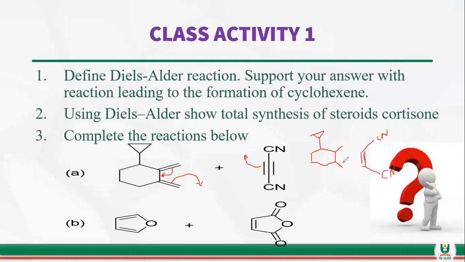And when this one closes up, this single bond becomes double bond. And when the double bond here is going out, it comes to link as a sigma bond here. When the third bond of this triple bond goes out, it goes and link up here as a sigma bond. So at the end of the day, that will be the product of that reaction.